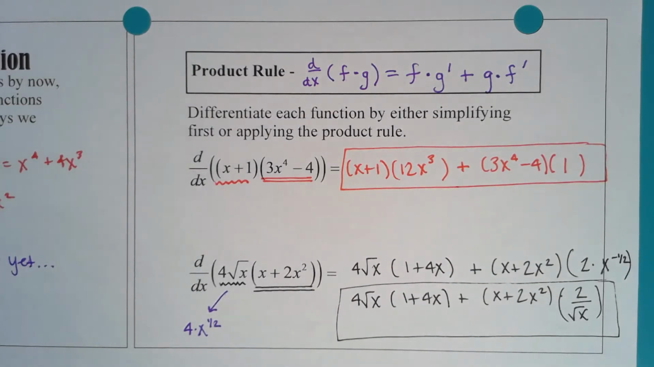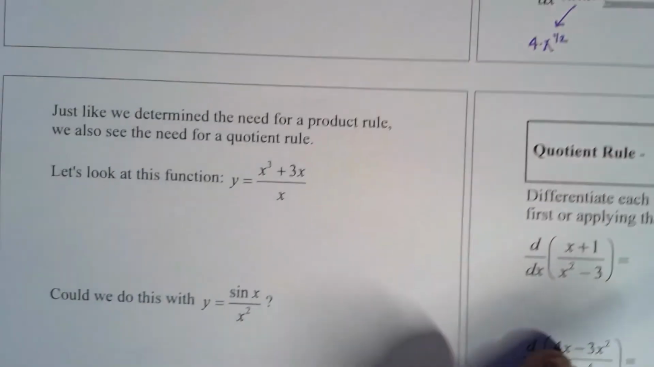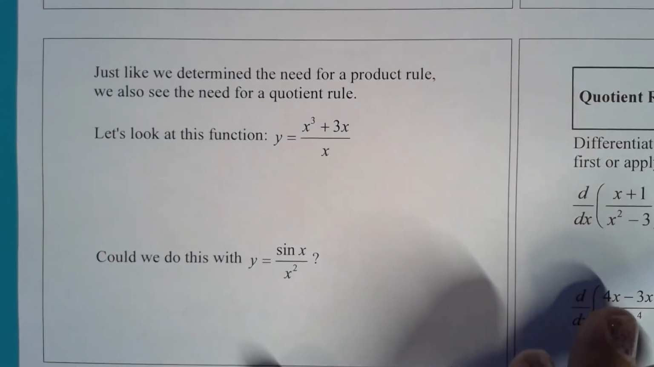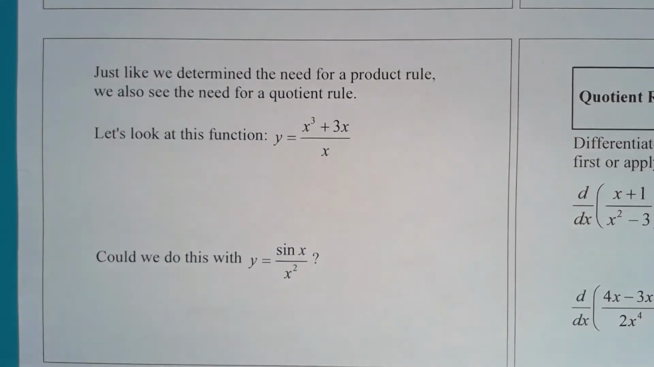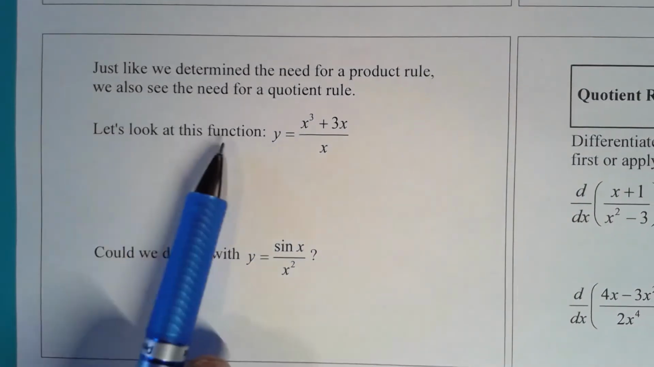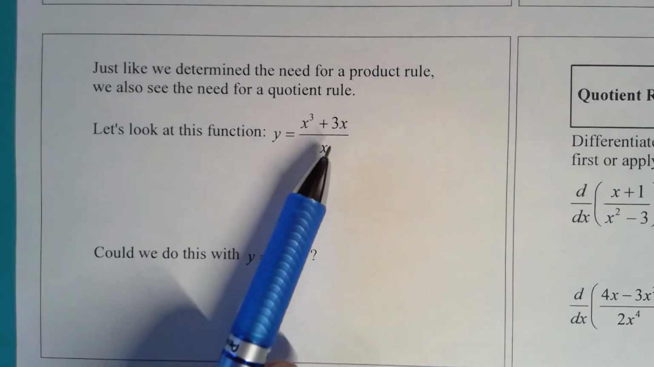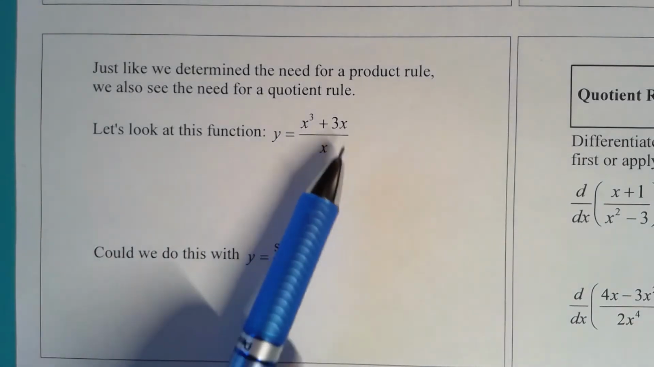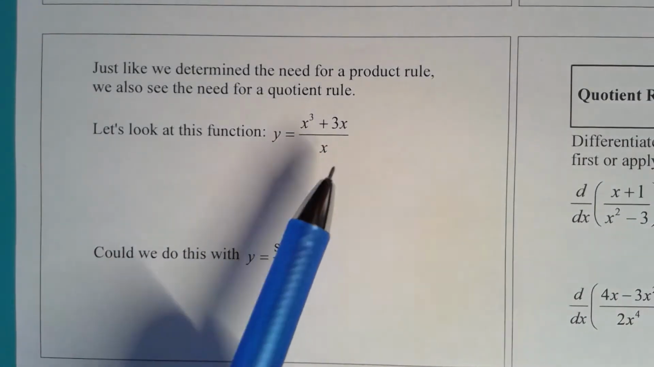All right. So, same kind of idea, just like we determined the need for a product rule, we will also start to see the need for a quotient rule. Quotient meaning division of functions. So let's look at this one. We've got y equals x cubed plus 3x all over x. That is a quotient of two functions.